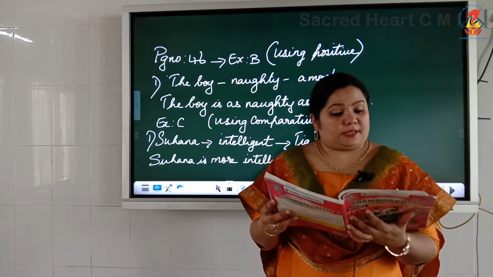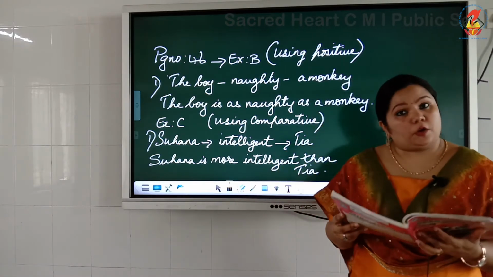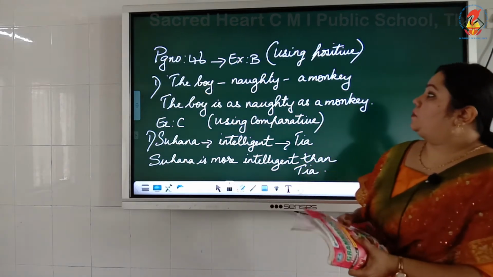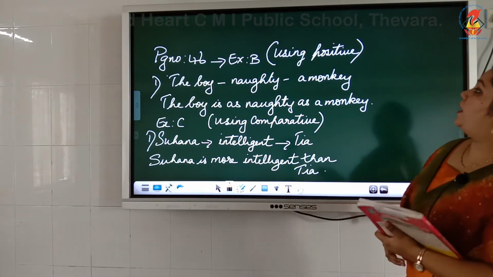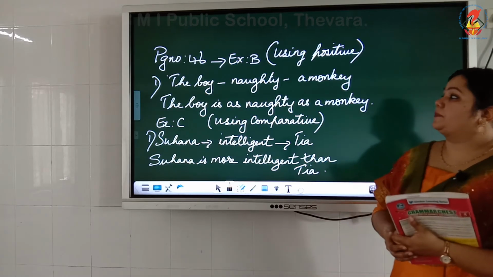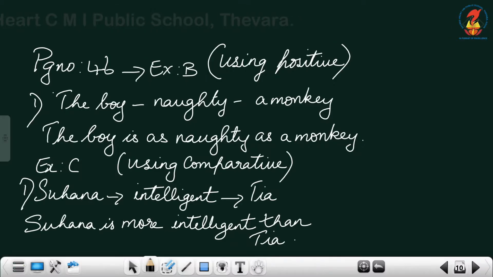Use as and make sentences using the following hints. Okay, so what is this? This is using the positive degree of comparison. The words given in the question are the boy, naughty, and a monkey. So we write, the boy is as naughty as a monkey. Now this sentence is in the positive degree because we don't compare him with another person, but how he appears to be or how his behavior is mentioned here. So the boy is as naughty as a monkey.